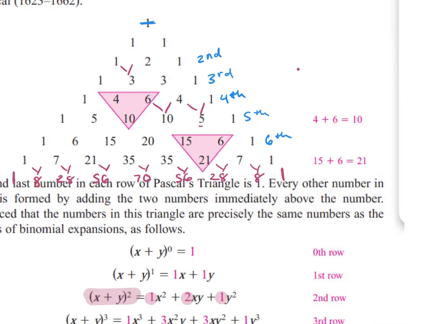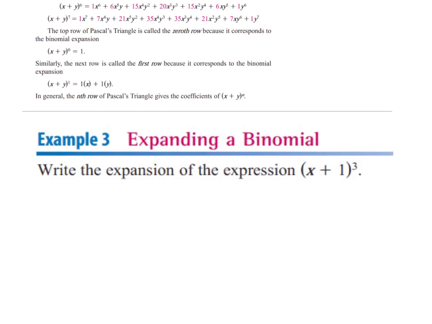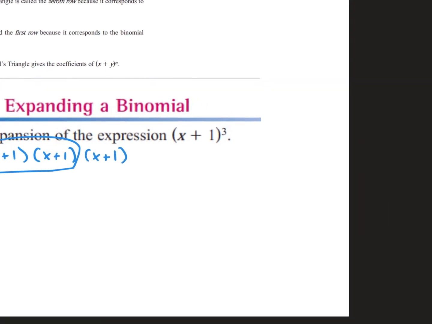So now we're going to use Pascal's triangle to write the expansion of the expression. So here we could multiply x plus 1 times x plus 1 times x plus 1. We would have to FOIL these two out, get an answer, then FOIL that out with the other one, and it would just be a lot of work. Pascal's triangle is a shortcut to eliminate all that work and possibility of error as well.